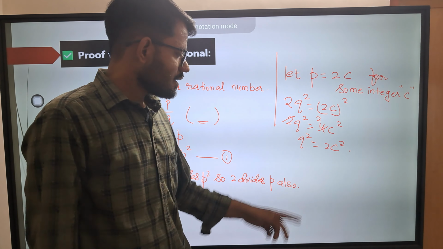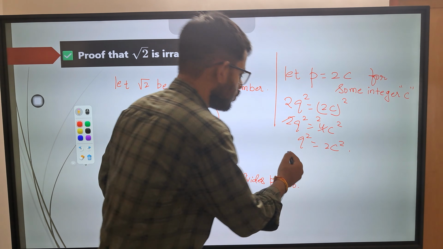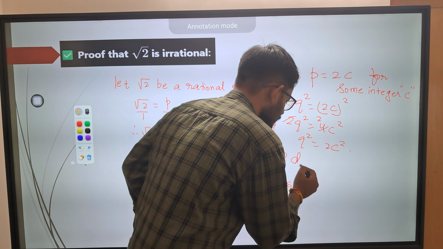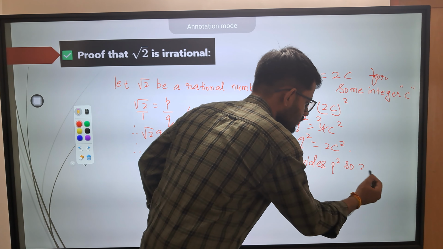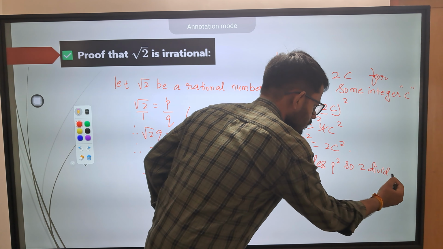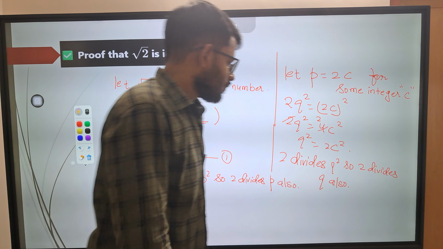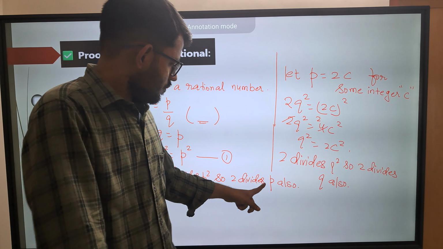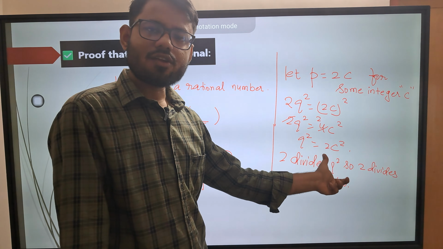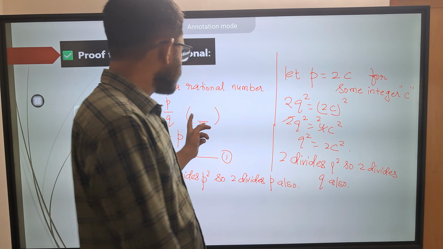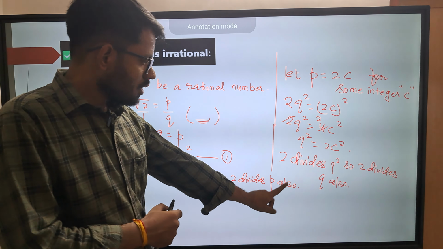From here we can again say that if this is divisible by 2, then this must be divisible by 2. So 2 divides q square. So 2 divides q also. Now you can see 2 divides p also and 2 divides q also. It means 2 is a common factor of p and q. But p and q are co-prime integers having factor none other than 1. You need to write this statement.